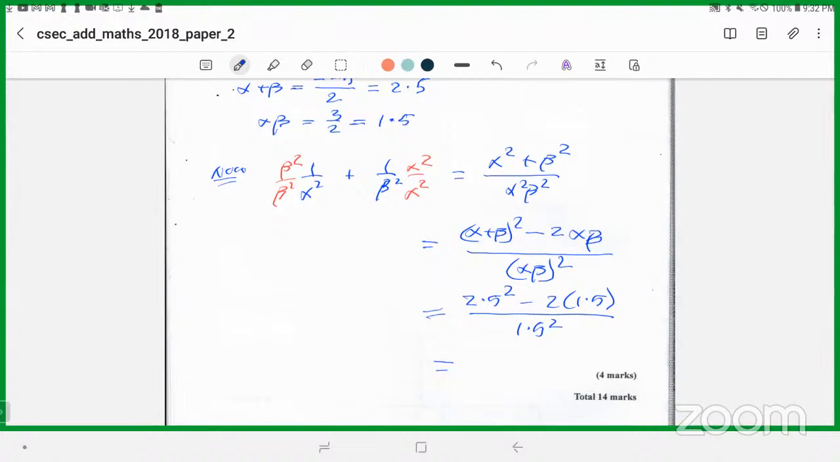How much? 13 over 9. That's 13 over 9, and that is the answer. Okay, 13 over 9, and that's the answer.